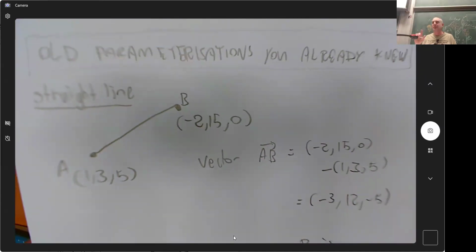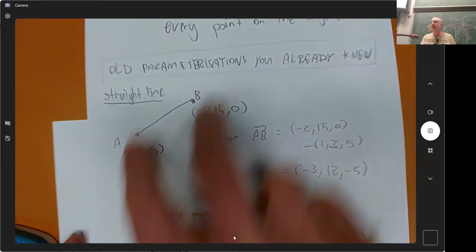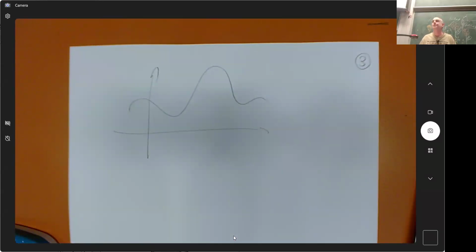Because I think of all vectors as journeys and points. But I like that. I like saying, well, let's shift it back to the origin and then put it back again. Fun. So there is one other parameterization that you are familiar with that you didn't realize you were familiar with, which is the graph of a function.